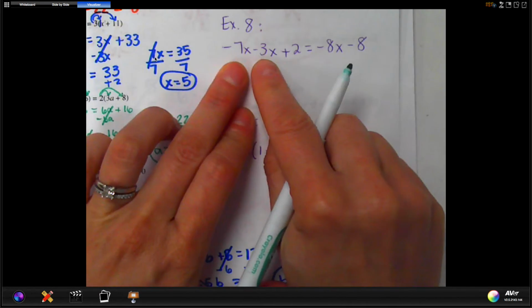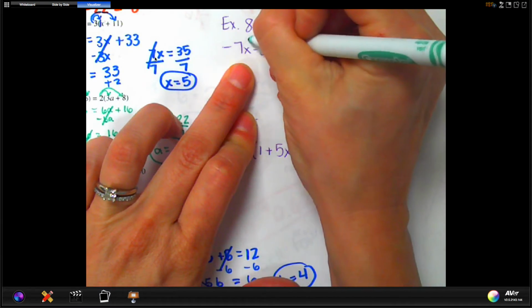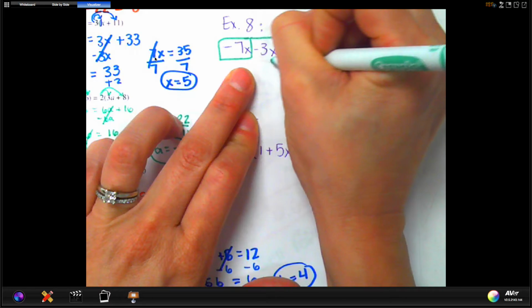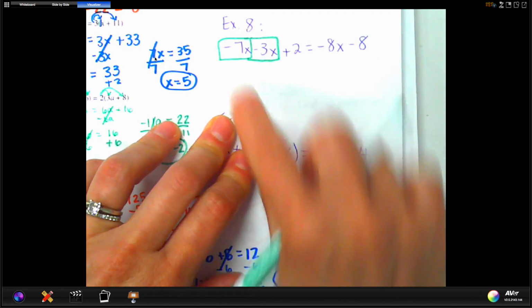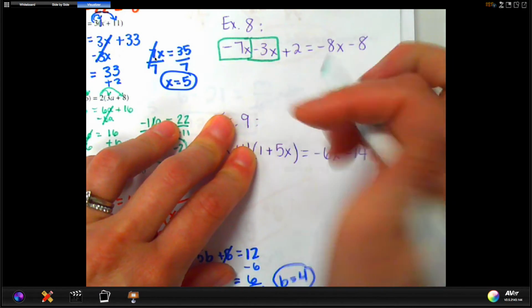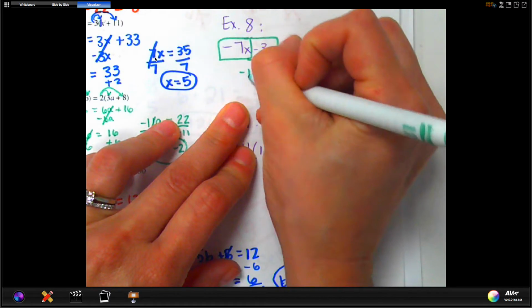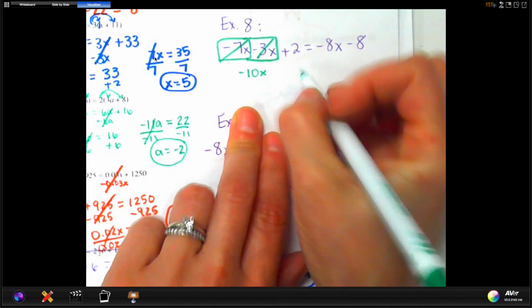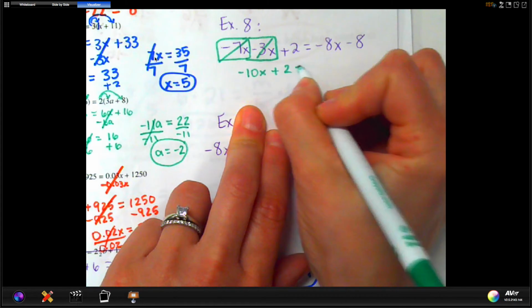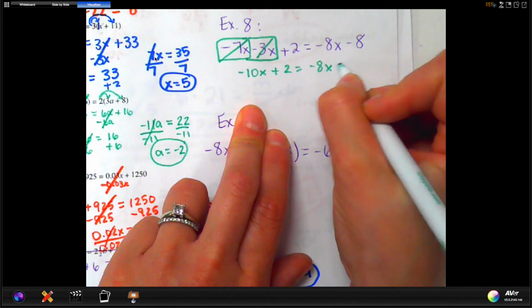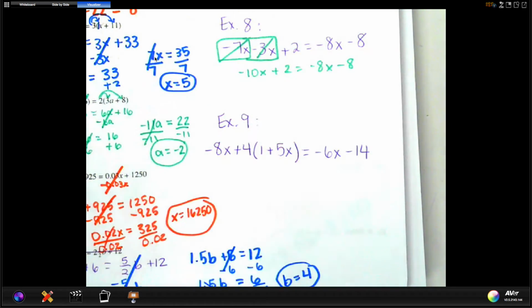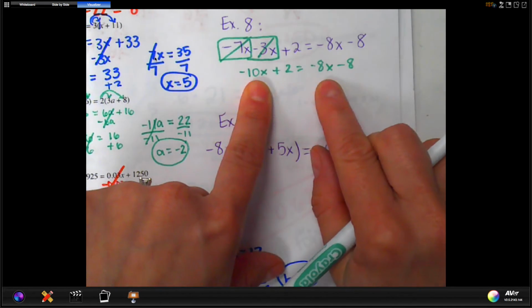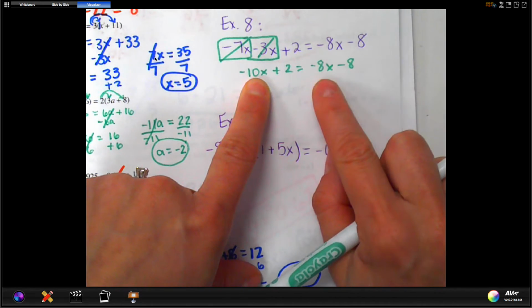So since these 2 are on the same side, we're going to start by combining negative 7x minus 3x first, okay? So negative 7 minus 3 is going to give us negative 10x if we put it together. Then we're going to bring down the rest, plus 2 equal negative 8x minus 8. Okay, now we only have 2 variables, but one's on the left side and one's on the right. So we're going to cancel the one on the right.